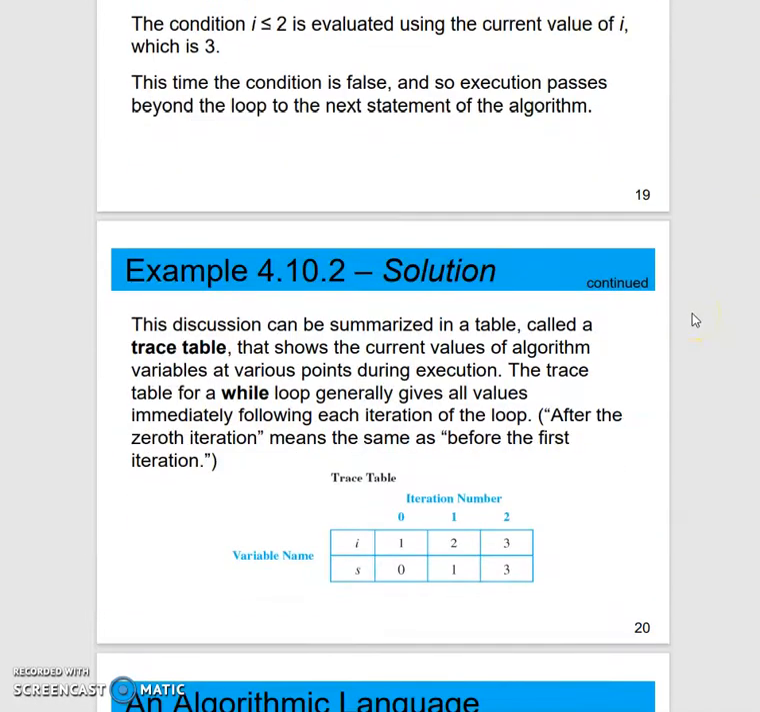We can use something called a trace table to keep track of loops, particularly useful if we end up going through a loop more than one time. And you'll notice we list the iteration number. So before we do the loop, the first time through the loop, and then the second time through the loop, here's what we get out as our values.